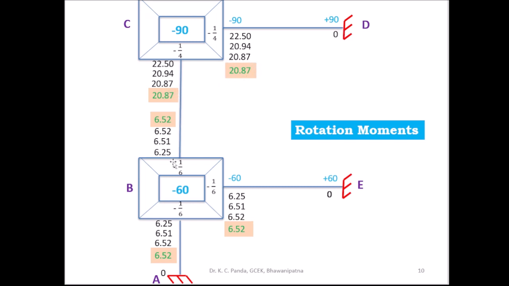But here you see the third cycle reading and the fourth cycle reading, there is no difference. Then you go to the joint B. At joint B, similarly find out the fourth cycle readings m dash BA, m dash BE and m dash BC. So m dash BA is 6.52, m dash BE 6.52 and m dash BC 6.52. Here you see there is no difference between the third cycle and fourth cycle. Then you stop here, then find out the final moments.